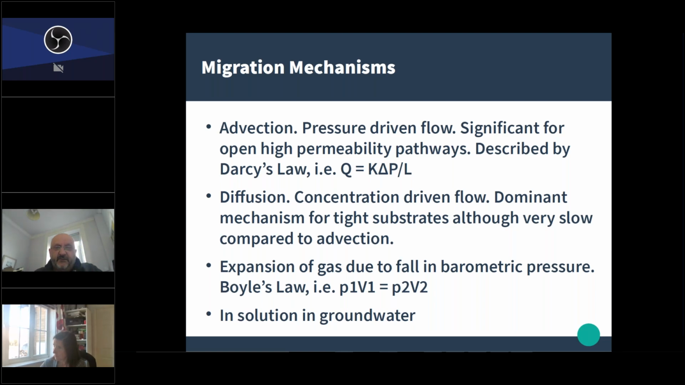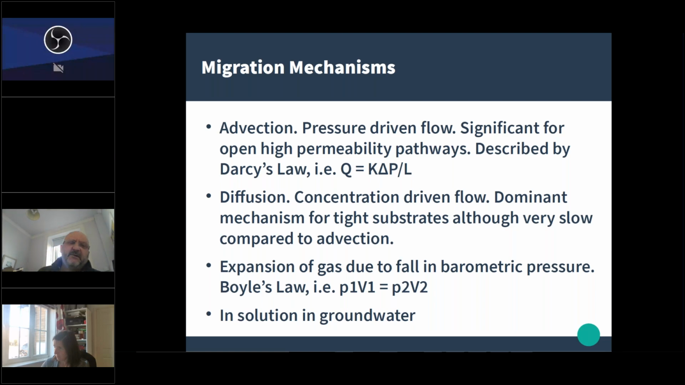And then the other one, and this appears to have been an instant thing at Ware-McCry at Gorebridge, is expansion of gas due to a fall in barometric pressure. That's described by Boyle's law. So if you've got a volume of gas, volume 1, at a pressure P1, then if the pressure drops or the pressure increases, the product of the before and the product after, as shown in that equation, remains the same. So if the pressure drops, then for a given volume of gas, the volume is going to increase.